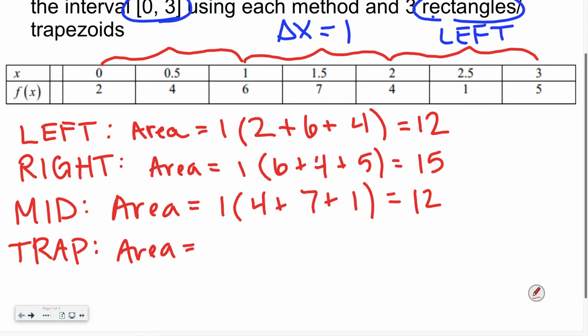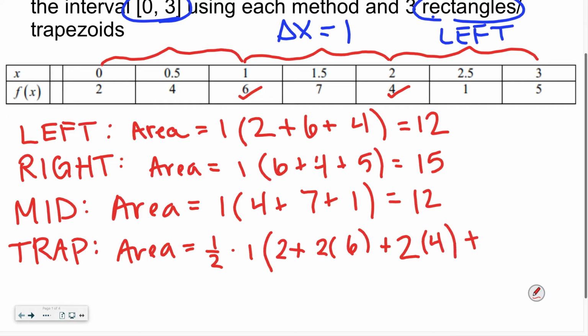I don't really want to spell trapezoid. It's a lot. Okay, so the area of a trapezoid, remember, we have 1/2 times delta x times the sum of the bases. So our first base is length 2, plus we have 2 bases with length 6, plus 2 bases with length 4, and our last base with length 5.